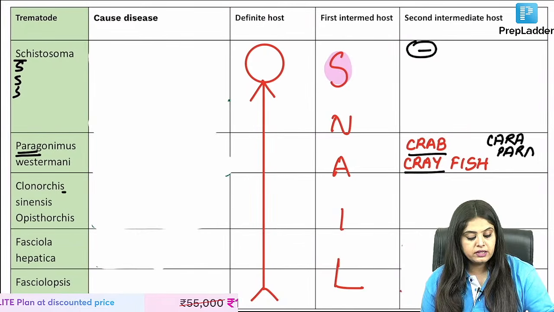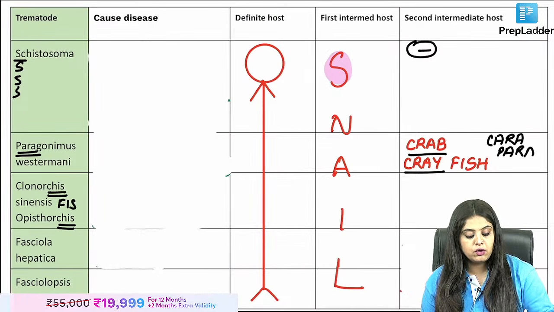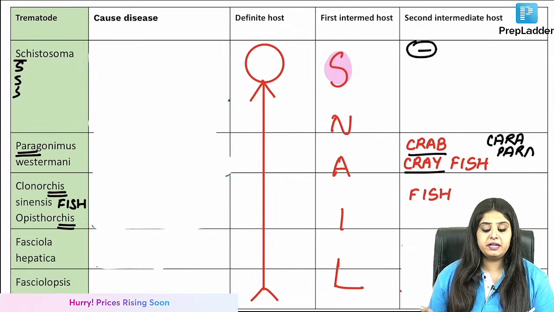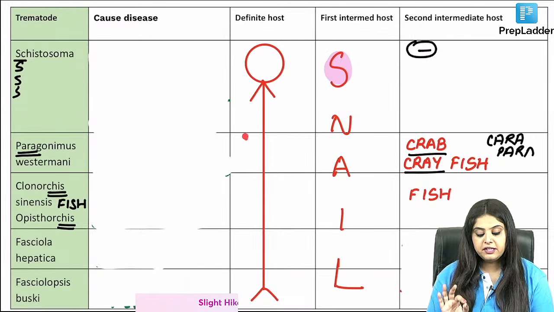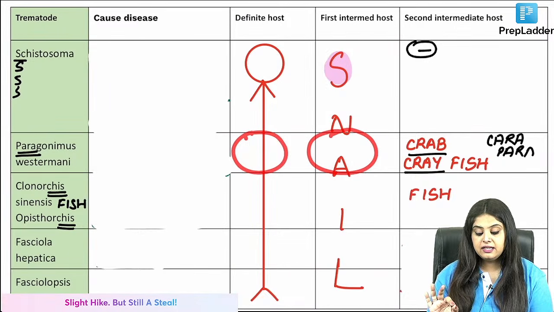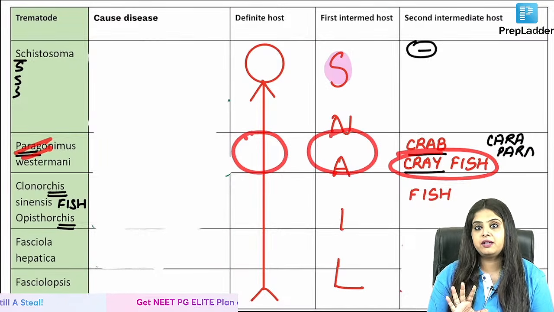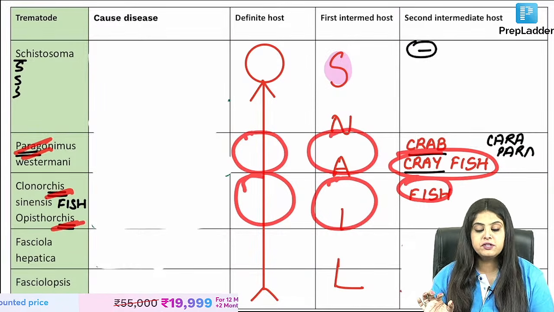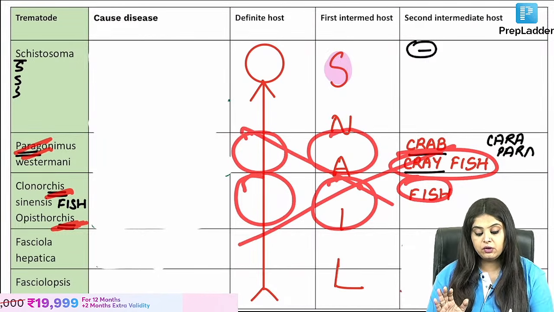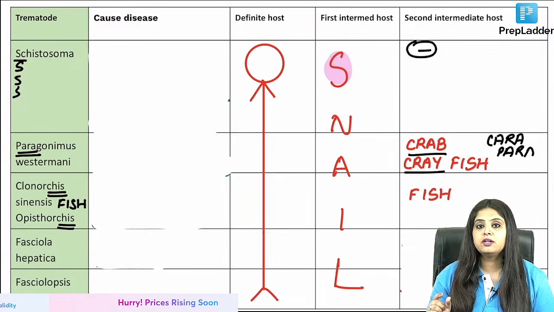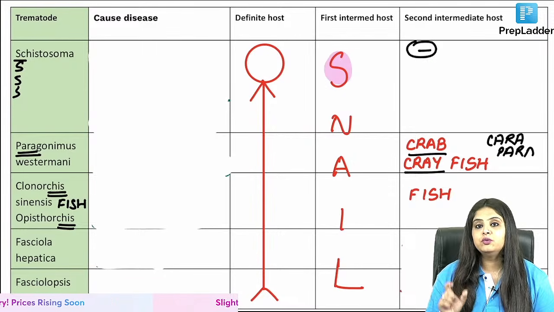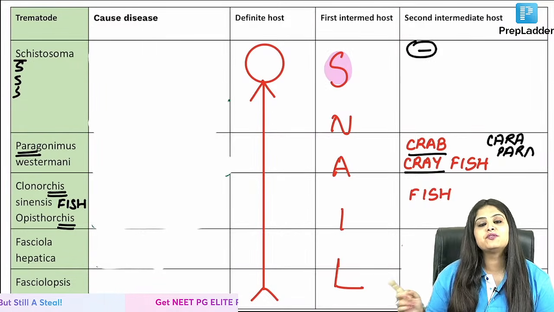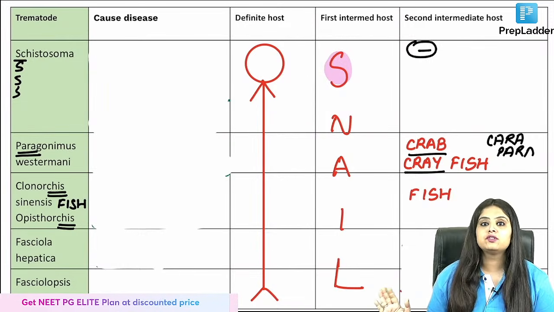Coming to next, Clonorchis and Opisthorchis, we had written as clonorfish, opisthorfish, because over here it is going to be fish. Now hang on, just wait over here. Tell me something. If I say human being, snail, and crayfish, what will you mark? Cray, cara, Paragonimus. If I say human being, snail, and only fish, you will say clonorfish, opisthorfish. If I say human being, small fish, big fish, two fish, the small one is cyclops and the big one is fish, that is Diphyllobothrium latum. I hope the fish story is okay with you.